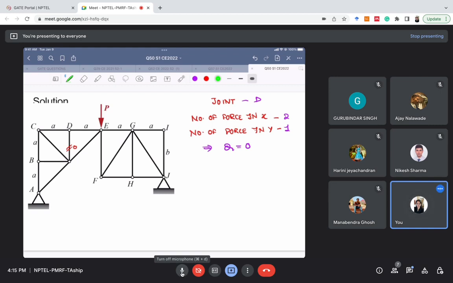Let's choose some other joint, say joint number B. I've set up a coordinate system, let's say it's y and it's x. Then the other step is naming the forces: P, Q, R. I'm analyzing joint number B. The number of forces in x direction is 1. The number of forces in y direction is 2. This implies that Q is 0, hence this is a zero force member. Now I can remove all these things. So we have got two zero force members now.